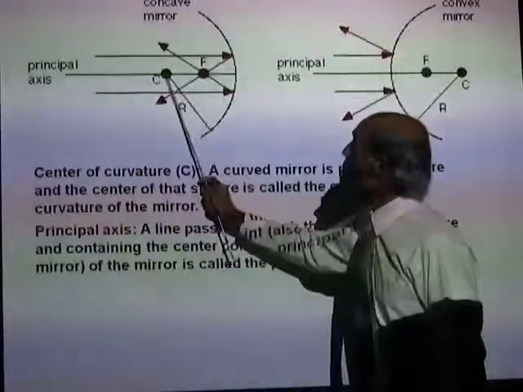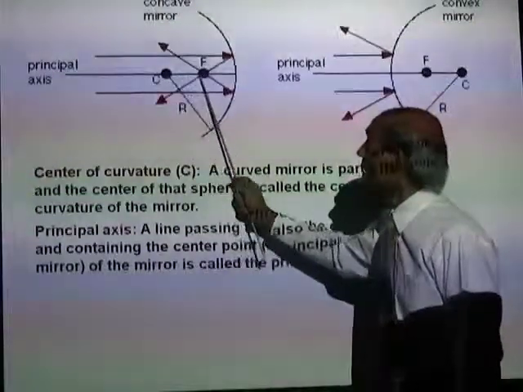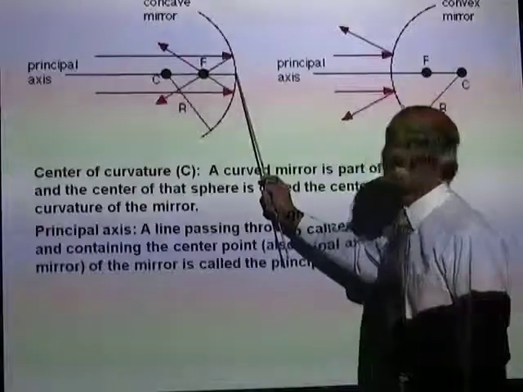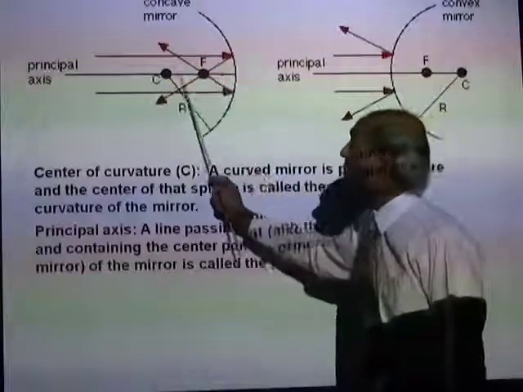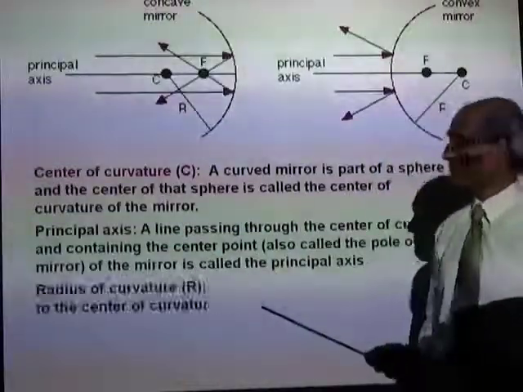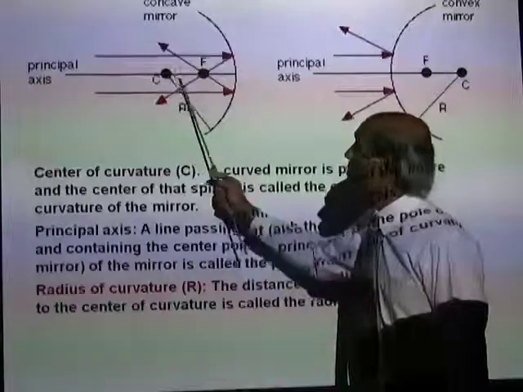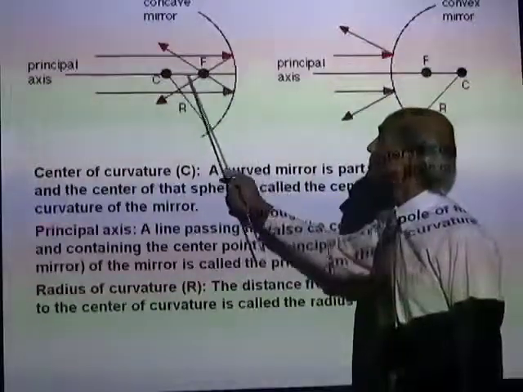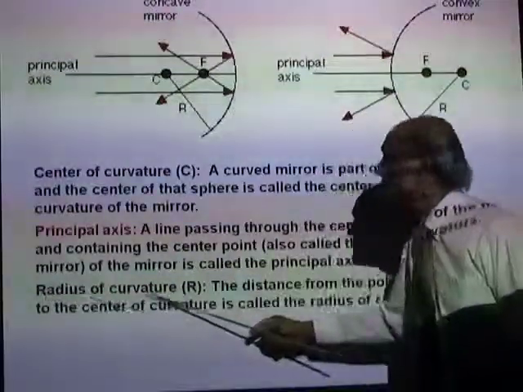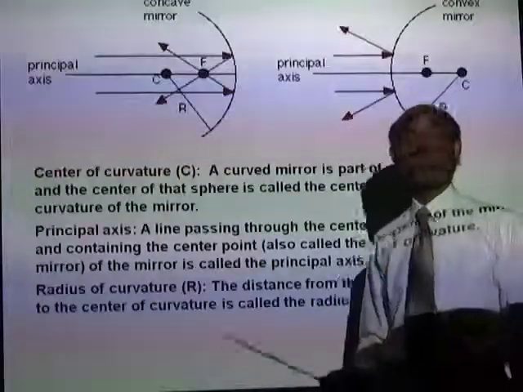Now, if you draw a line passing through the center of curvature and touching the mirror at its geometric center, that axis is called the principal axis. The distance from the center of curvature to the center of the mirror is called the radius of curvature, and we're going to represent that by the uppercase R.